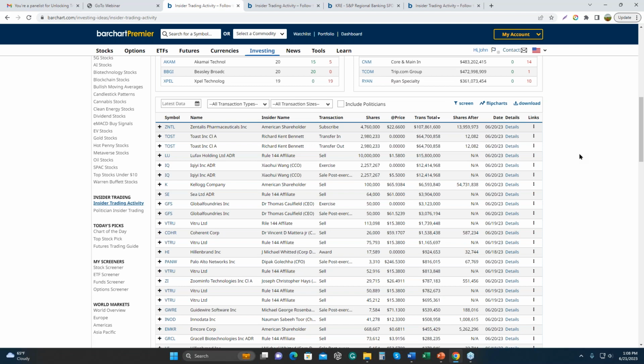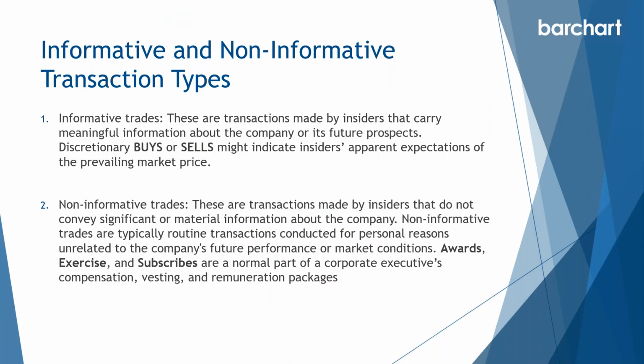Now, what this page is not is any illegal activity. Instead, this is just the required disclosures set forth by the SEC. Now, we're going to look at a variety of different types of transactions. And what we're going to look for is, are these transactions informative or are they non-informative?